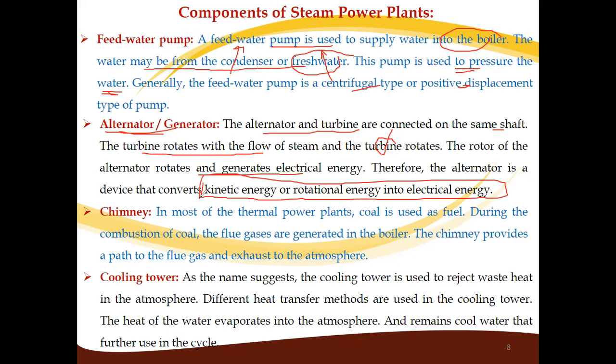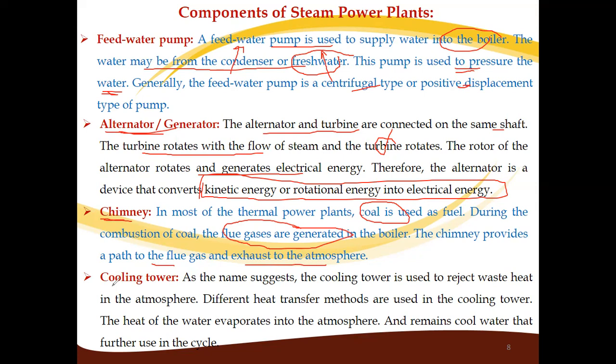Now, these are the main parts, but other parts of this steam power plant are also very essential. Okay, so the first part in that is the chimney. Now, in most thermal power plants, which have coal used as a fuel, during combustion of coal, flue gases are generated inside the boiler, or we can say inside the furnace, and the chimney provides a path for the flow of these flue gases and exhausts them into the atmosphere. So this is the function of the chimney.